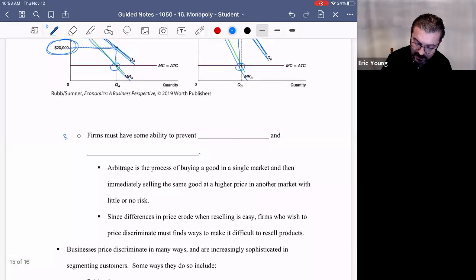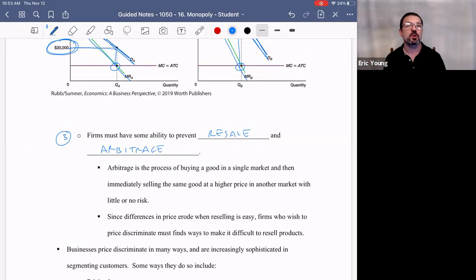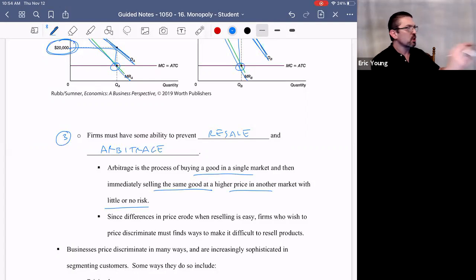And the third criteria, the third condition, is that firms must have some ability to prevent resale. In other words, to prevent what we call in economic theory and in finance theory, arbitrage. Arbitrage is defined as the process where you buy a good in one market and then you turn around and immediately resell the same good in a different market at a higher price with basically no risk. Again, buying something cheap in one market, turning around immediately, selling it at a higher price in a different market with very little risk taken on.